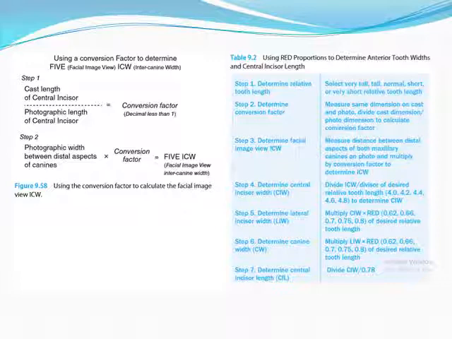After you get the central incisor width, everything will be easy. We only multiply the width by the RED proportion, 0.6 for the long teeth, while 0.8 for the short teeth. After multiplying, we can obtain the lateral incisor width. Then the canine width can be obtained from the lateral incisor width by the same method. After determining the width, we can determine the central incisor length by dividing the central incisor width by 0.78.